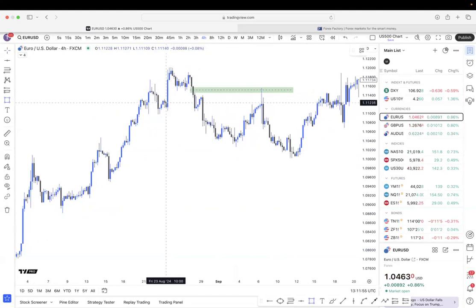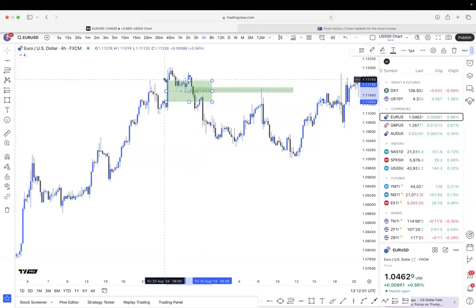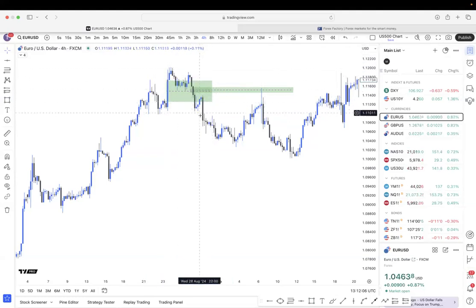And you can see here price action violated this area of imbalance. When you see that happening, you're going to understand that this is the first indication of price action beginning a downward trend instead of an upward trend.